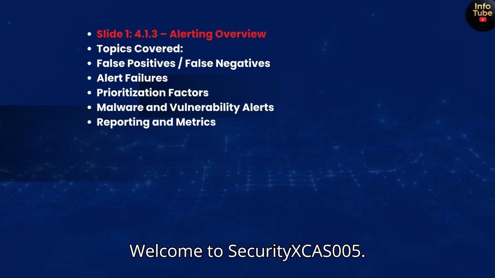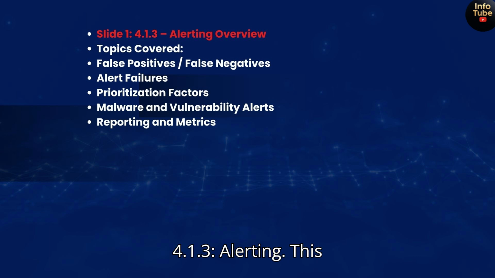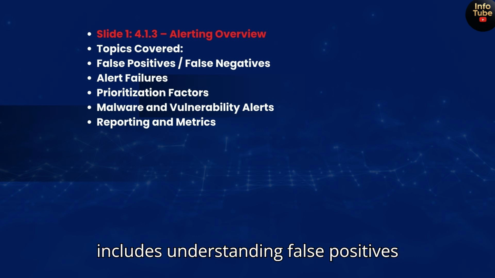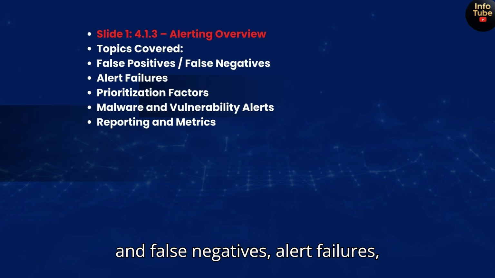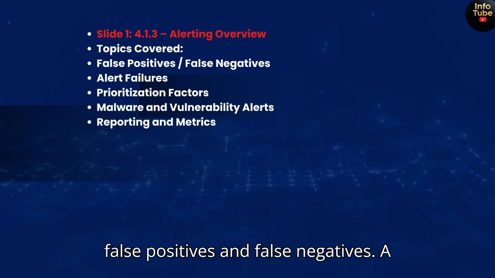Welcome to SecurityX CAS-005. In this section, we will explore Topic 4.1.3, Alerting. This includes understanding false positives and false negatives, alert failures, prioritization factors, and alert reporting with metrics. Let's begin with false positives and false negatives.